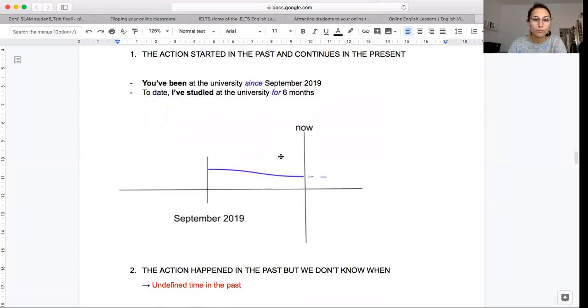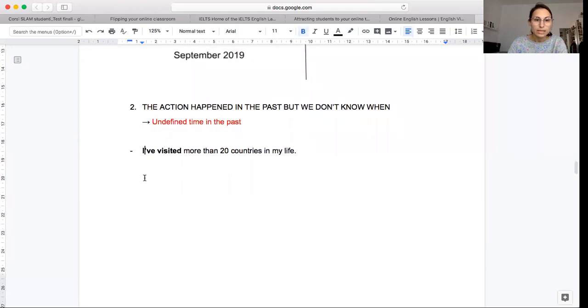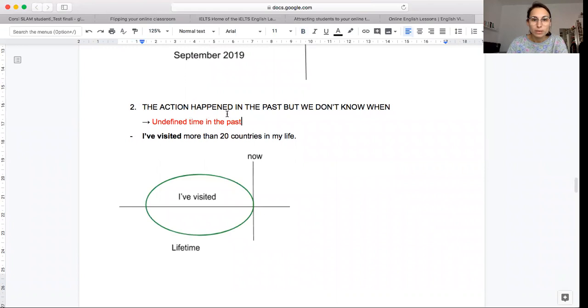Okay. The second use of the present perfect is when we describe an action that happened in the past, but we don't know when it happened. So it's an undefined time in the past. For example, I visited more than 20 countries in my life. Wow, when? In my life, okay?